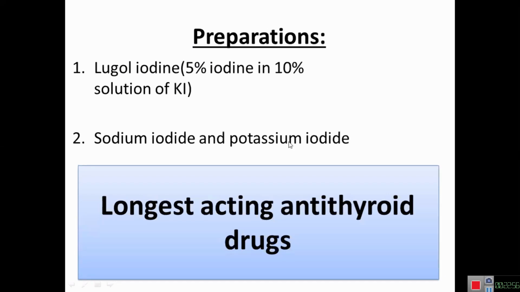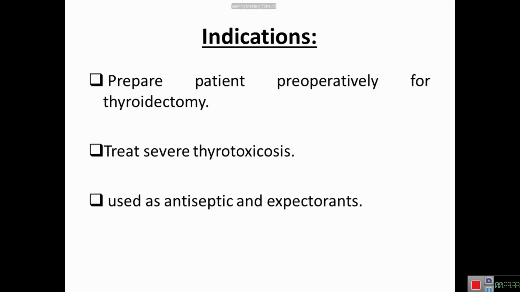And the second, sodium iodide and potassium iodide, are the longest acting anti-thyroid drugs. You have 5 groups of drugs under the anti-thyroid drugs. Out of 5, the longest acting anti-thyroid drugs are the hormone release inhibitors, or we can say iodides of sodium and potassium. Sodium iodide, potassium iodide, and Lugol's iodine are the longest acting anti-thyroid drugs.